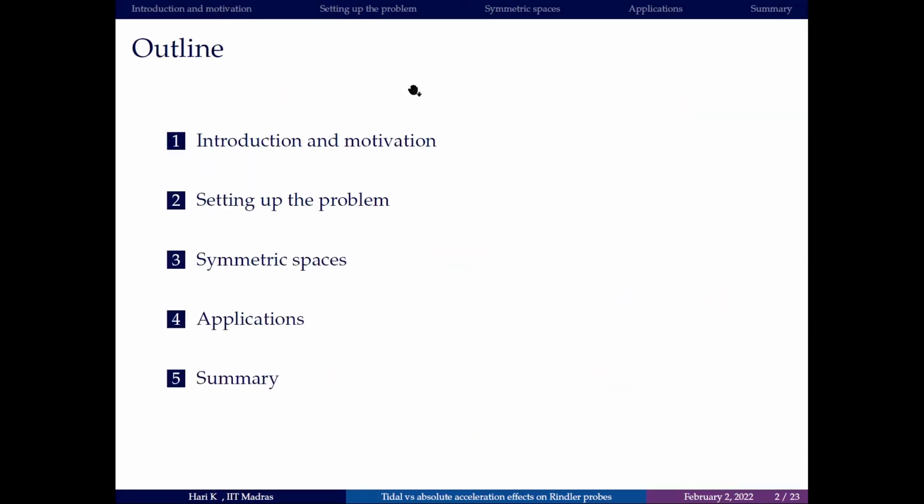So let me give an outline of the talk. I will start with a brief introduction and try to motivate you. Then I will set up the problem, giving a geometrical idea about the setup. In setting up the problem, I will also give the main results, and those results will be applied to some symmetric spaces. Then we will see some applications where our results can be applied. Then I will summarize the talk.